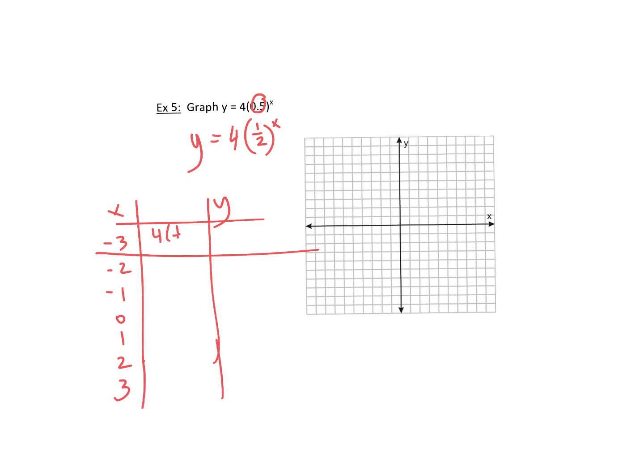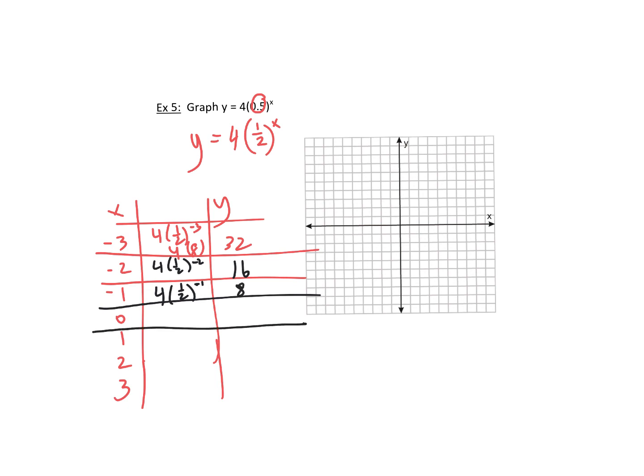So 4 times 1/2 to the -3rd. Well, the reciprocal of 1/2 is 2. And 2 cubed is 8. So 8 times 4 is 32. And then 4 times 1/2 to the -2nd. So the reciprocal of a half is 2. 2 squared is 4. 4 times 4 is 16. This is 4 times 1/2 to the -1st. The reciprocal of a half is 2. 2 to the 1st is 2 times 4 is 8. So based on the grid I gave you, that's the first one we can graph.